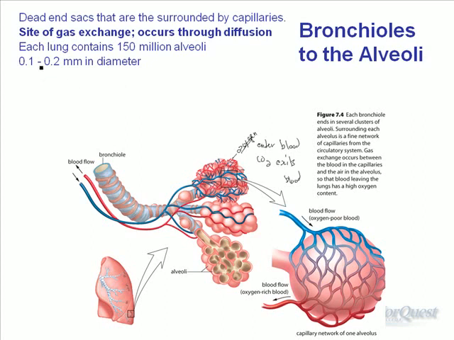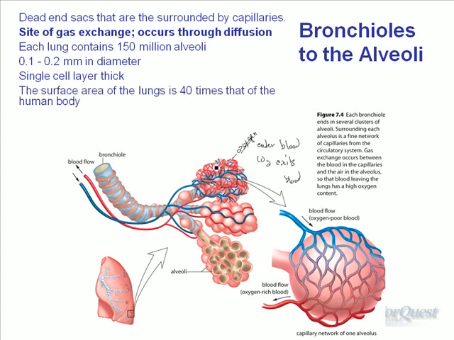Each one is only a tenth or 2/10 of a millimeter in diameter. They're quite small. They're only a single cell layer thick, and this is to allow for diffusion to happen quickly. The blood vessels, the capillaries are 1 cell thick. The alveoli are 1 cell thick, which means oxygen molecules and carbon dioxide molecules only really have to travel through a width of 2 cells, which is not a very far distance.